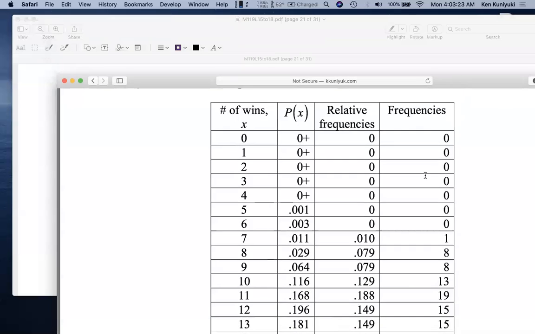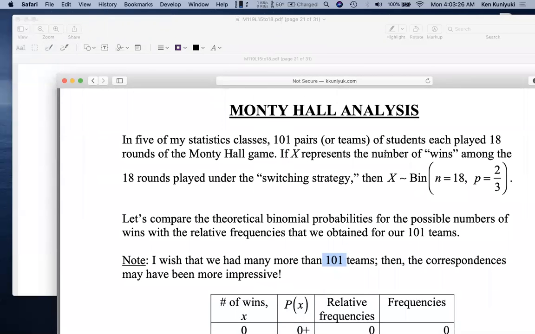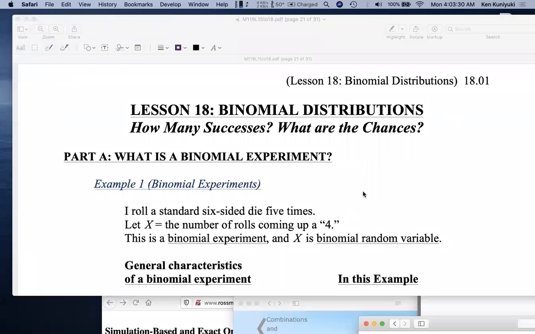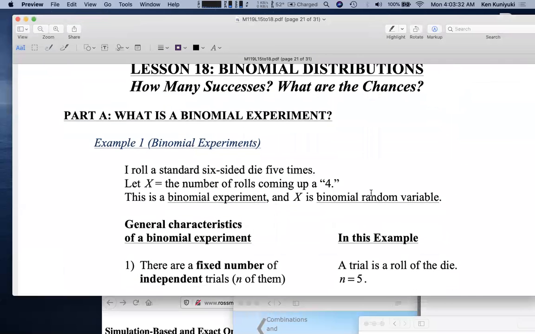So this is an example of a binomial distribution. What defines a binomial distribution? What is a binomial experiment?